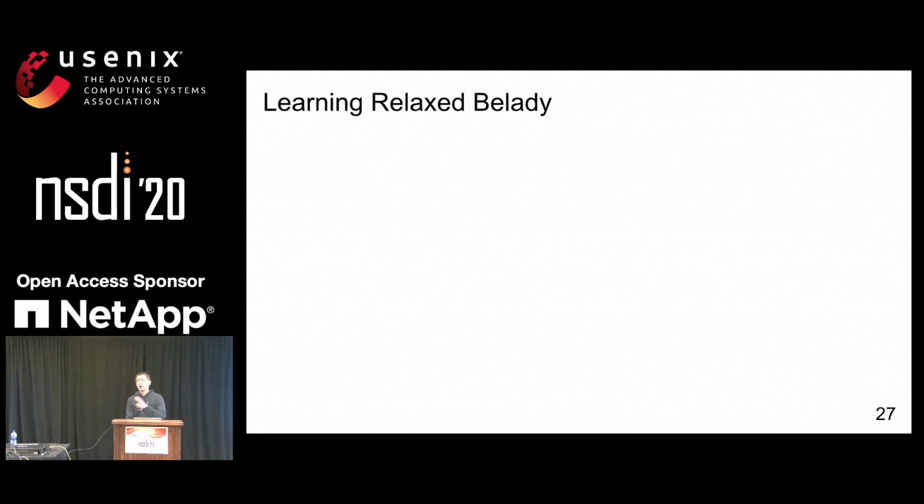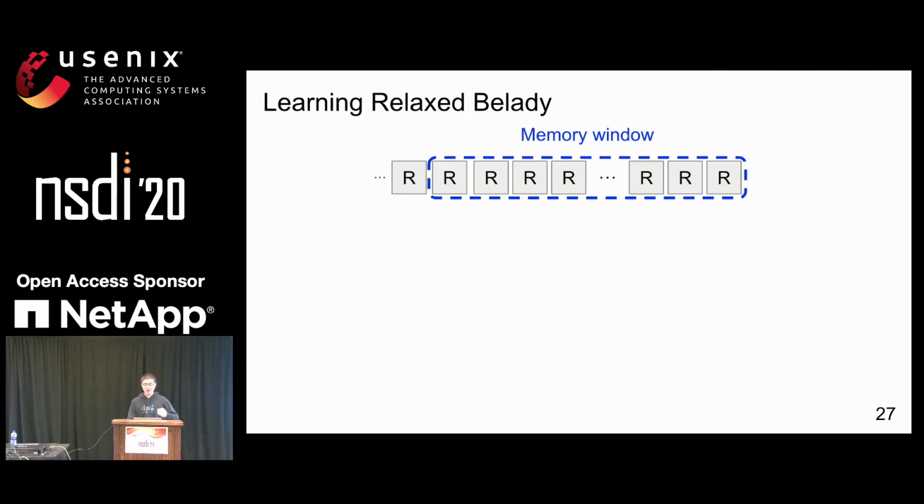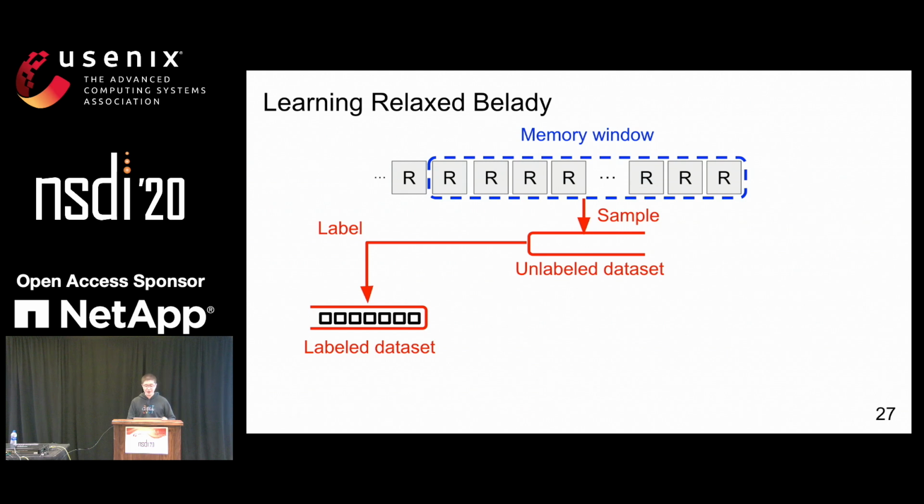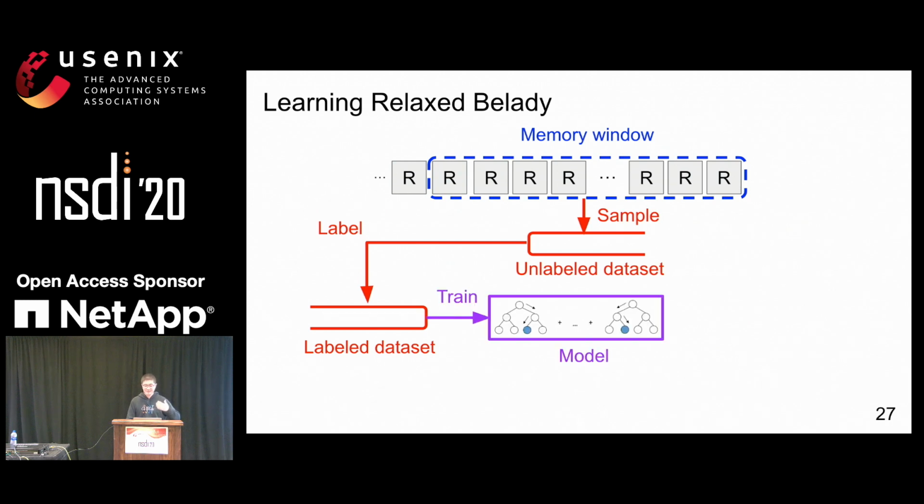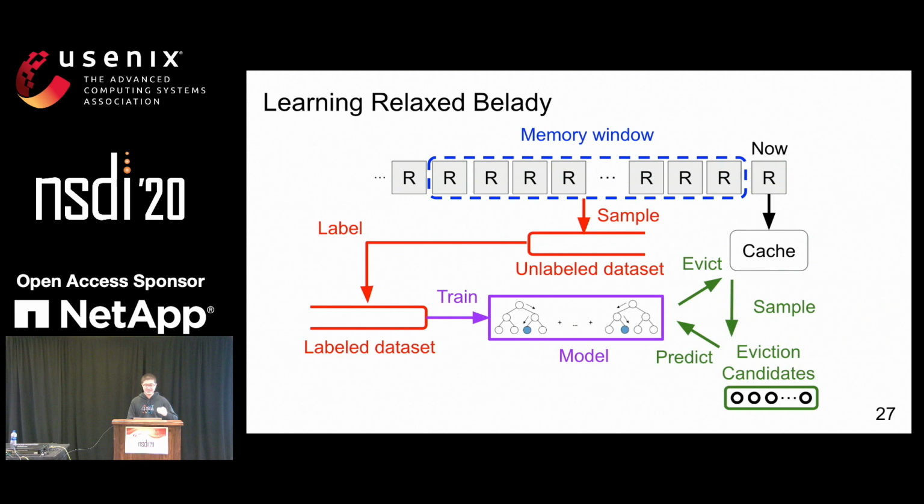OK, so by combining all this design, we have our algorithm LRB that mimics Relaxed Belady. The cache tracks past objects within the memory window, and periodically samples objects to generate an unlabeled training data set. After the object is accessed again or passes the memory window, we label the corresponding training data. When a new batch of training data is full, a new model is trained. And when the cache needs to do an eviction, it first samples 64 candidates, and then uses the model to predict their time to next access and evicts the furthest one. And this process continues over time as new requests come in. LRB generates new training data and trains a new model so it can quickly adapt to changes in the workload.